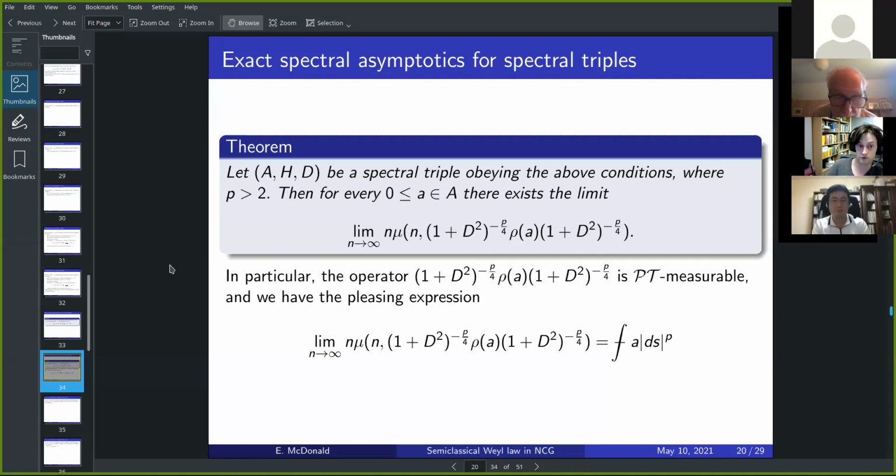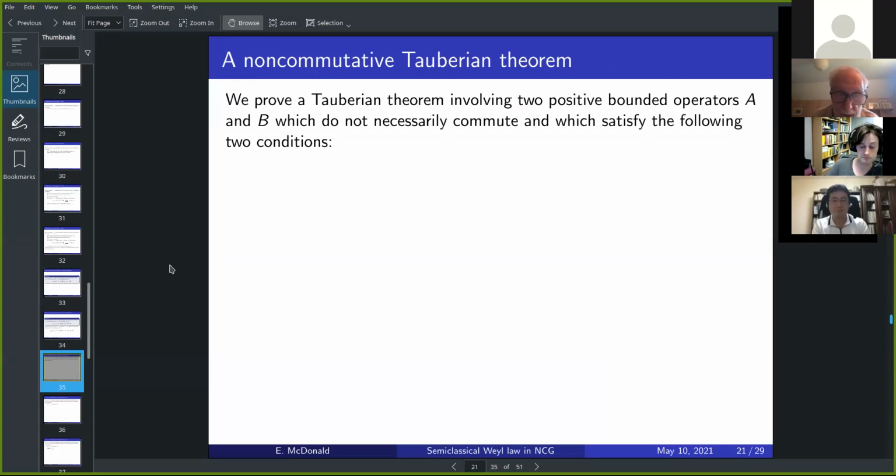So that's very nice. So let me give you some brief indication for how we prove this, because the proof is totally different from what you'll see in the classical case that Birman and Solomyak knew about. It's entirely abstract, just using abstract operator theory. And it's using what I call a non-commutative Tauberian theorem, which is a bit like the Wiener-Ikehara theorem, not quite as good, it's more general in another way. So this is phrased in completely abstract language.